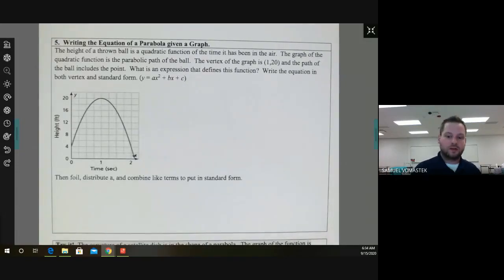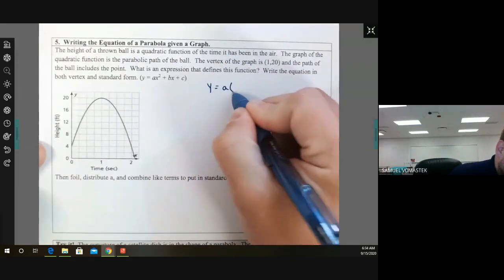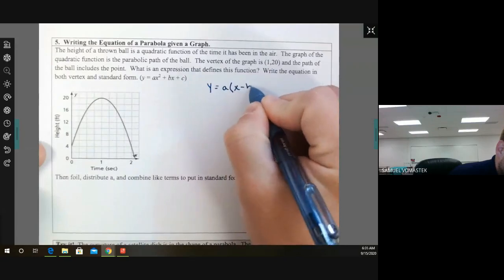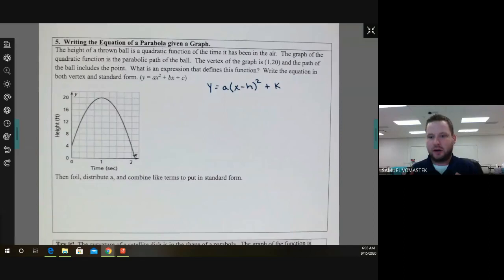All right, so last time we met, we talked about quadratics in vertex form. Remember the general form is y equals a times (x minus h) squared plus k. That's the form we focused in on last time we met.